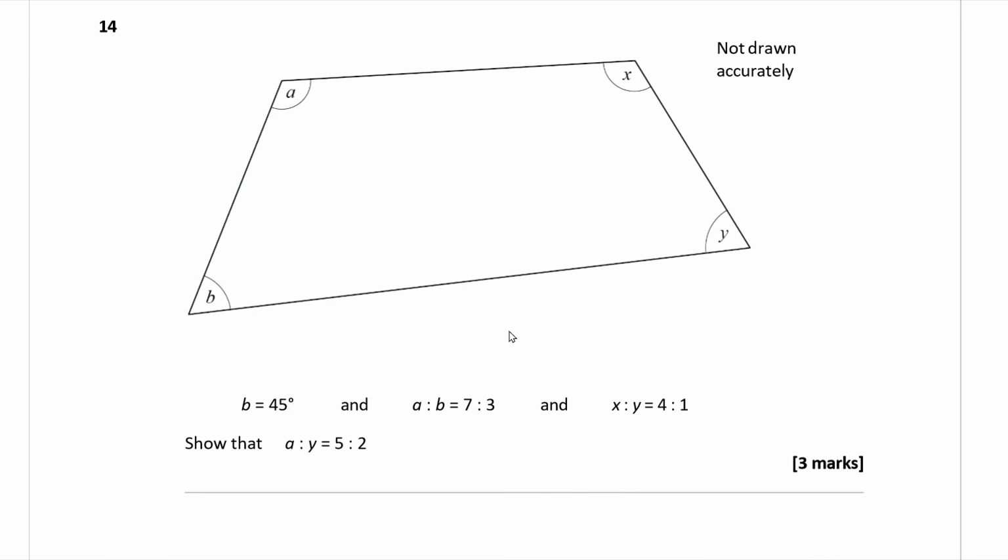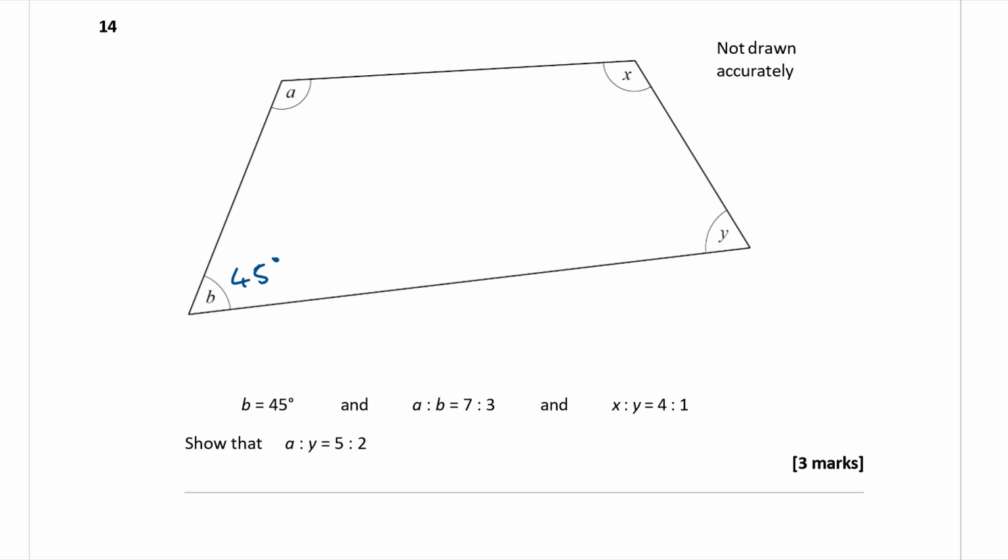Question 14, we have got a quadrilateral, and we're told that the angle B is 45 degrees. That's not on the diagram, I'm just going to write it in before I forget. So that's 45 degrees down there. And I'm told that A to B is in the ratio of 7 to 3, and x to y is in the ratio of 4 to 1. Show that A to y is equal to 5 to 2.